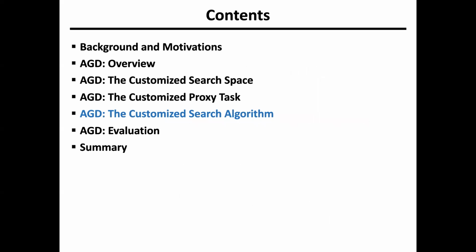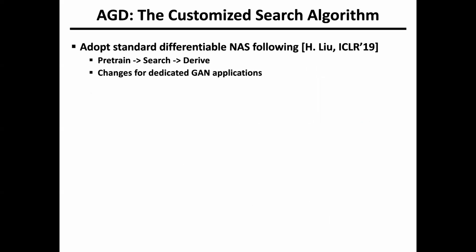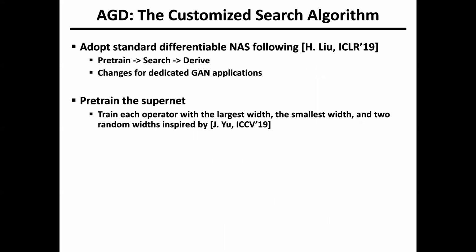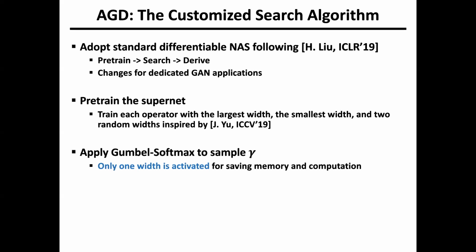Finally, for the customized search algorithm, we adopt the standard differentiable NAS with three stages: pre-train, search, and derive. And we also make significant changes for dedicated GAN applications. The first change is that during the pre-training of the supernet, we train each operator with the largest weight, the smallest weight, and randomly sampled weights, inspired by the sandwich rule proposed by a recent ICCV paper. The second change is that we apply Gumbel softmax to sample gamma. That is, only one width is activated during one iteration for saving memory and computation.